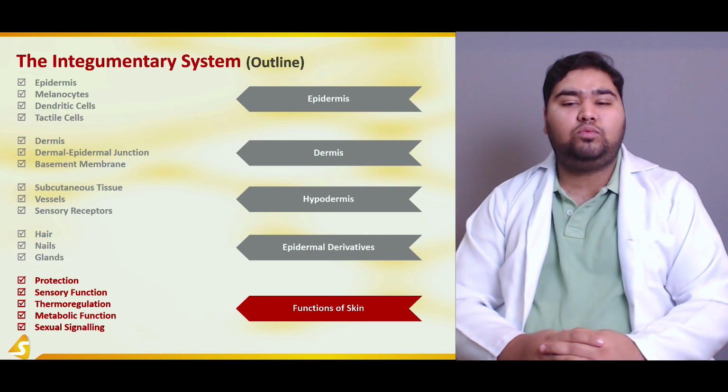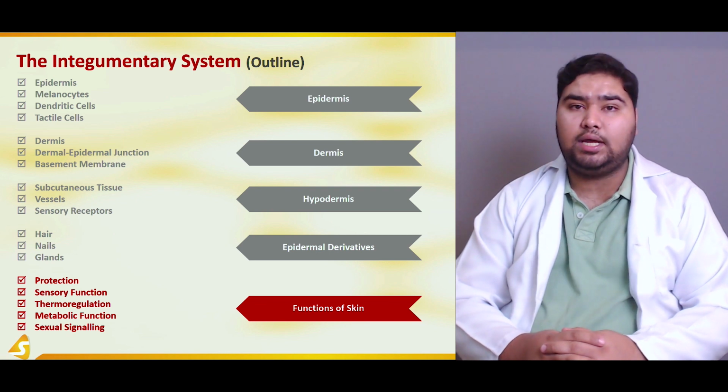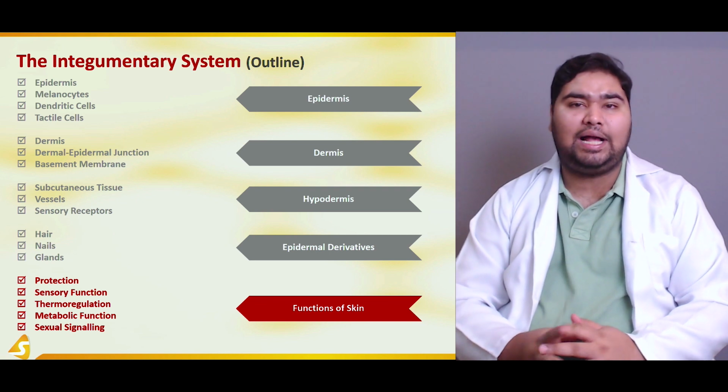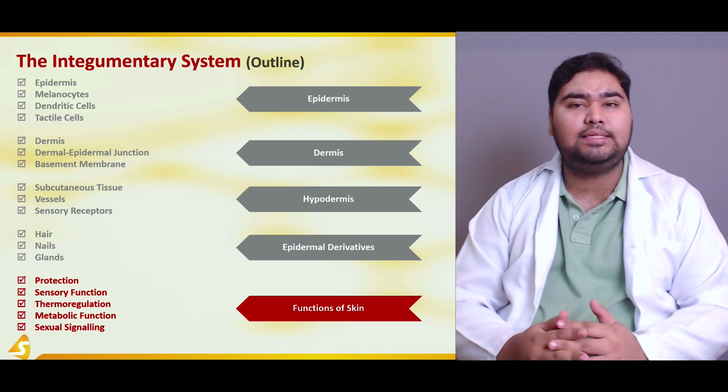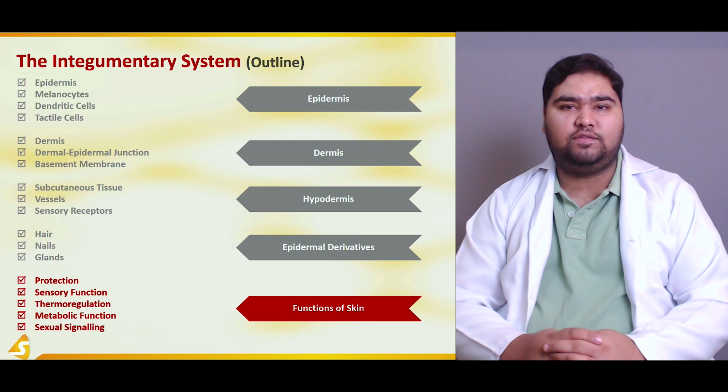The fourth section was about epidermal derivatives. Epidermal derivatives included hair, nail, and glands. Glands included 2 glands, sweat and sebaceous glands. And lastly, that was the function of skin.